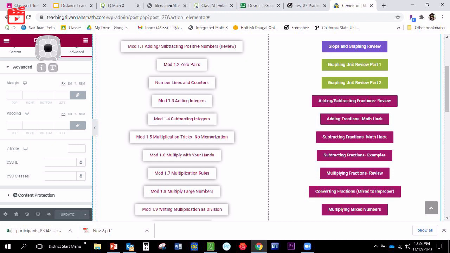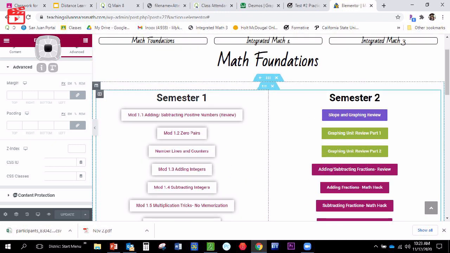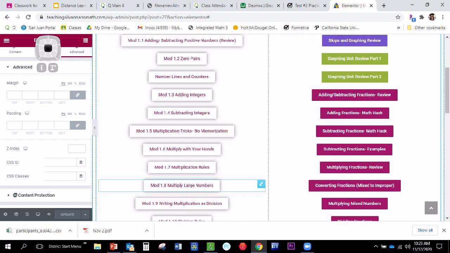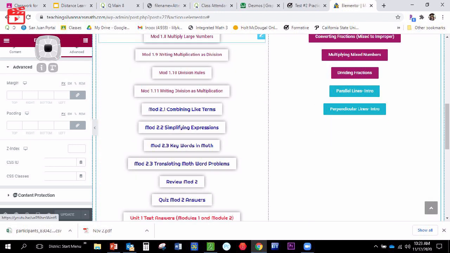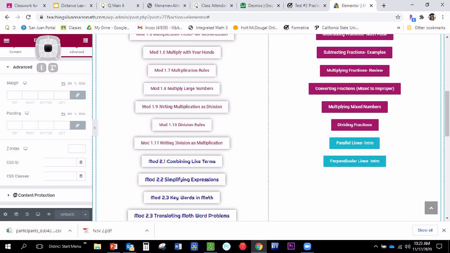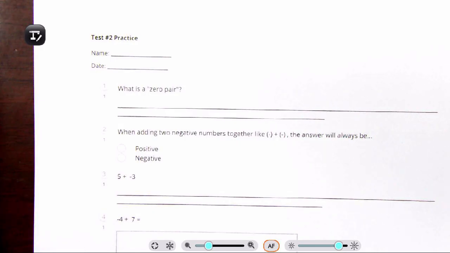Looks like I did the whole background scene, but if you go to teachingsilvanusmath.com, there is your site, and then on the left-hand side, you're going to have all of the modules that will be on the test minus Module 4. We're not going to be doing Module 4 on this unit test. Alrighty, let's go ahead and jump back, and let's get started on our review.